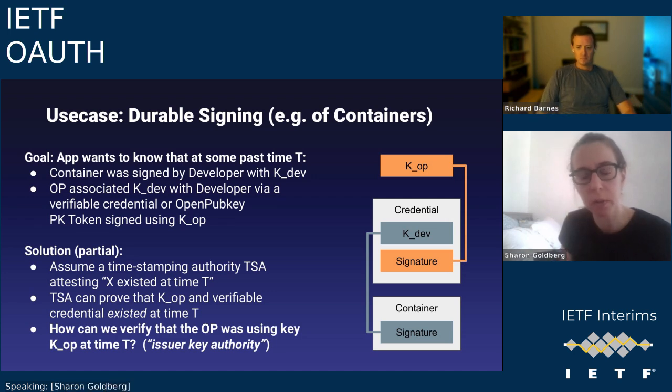If you want to use that credential, so you can see the square in the middle, that's the credential. You have the key of the developer, which is bound to the developer's identity. The OP would issue that credential, for example, in an SD-JWT, or for example, in an OpenPubKey PK token. And they would then allow the developer to sign something, right? So what we see here is we have the OP signing the credential in orange. Then that credential contains a binding between the developer's identity and their key. And then that key is being used to sign some other object, which in this example is a container.